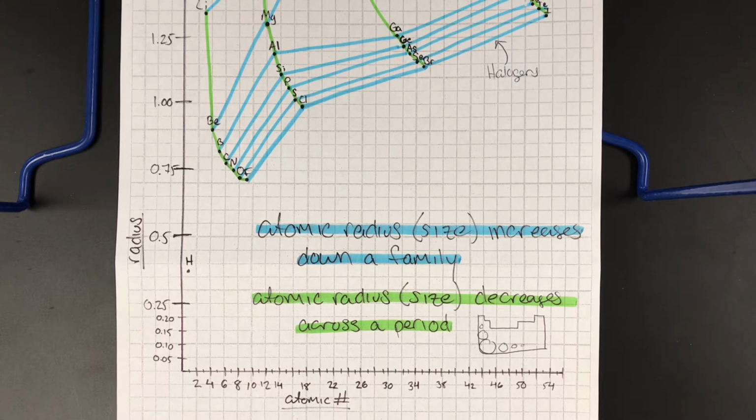What's the definition again? What's a family? It's all the elements that are in the same column on the periodic table. What's a period? Same row. The elements that are in the same row on the periodic table.